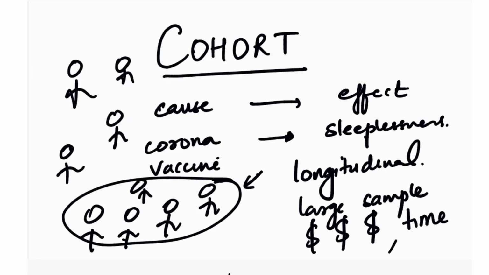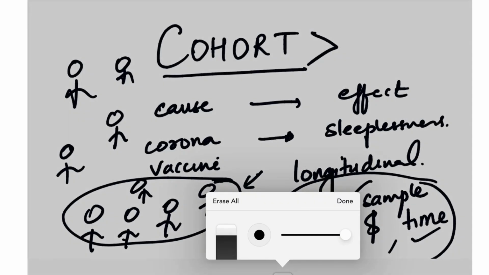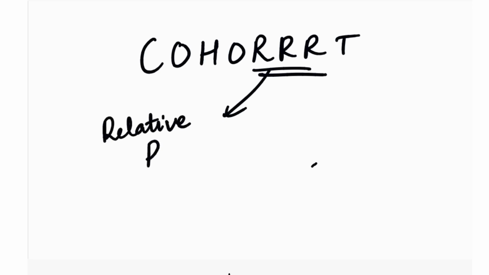So in the other one, the case control, we needed a small sample. Here we have a large sample, more money, more time. Everything was less there, everything is more here. All right. Then what else? So cohort, when we say the word cohort, I'm just writing it like this. The R is so pronounced, right? So that should help you remember that cohort measures a relative risk. The other one was odds ratio. This is relative risk.